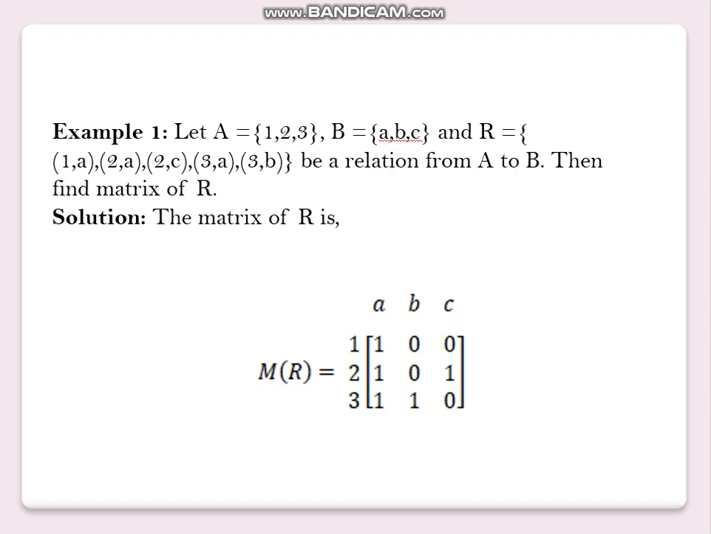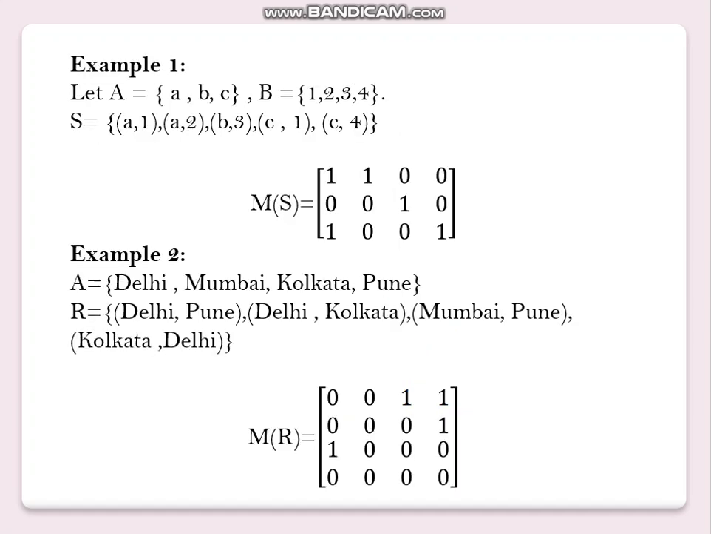And if the order pairs are given, we can write the matrix. Another example from set A to B, where A contains 3 elements and B contains 4 elements. So the matrix will be of order 3 rows and 4 columns. So we have A1, A2, B3, C1 and C4. Accordingly, first row first column, first row second column, second row third column, third row first column and third row fourth column entry will be 1 and the rest of the entries will be 0.